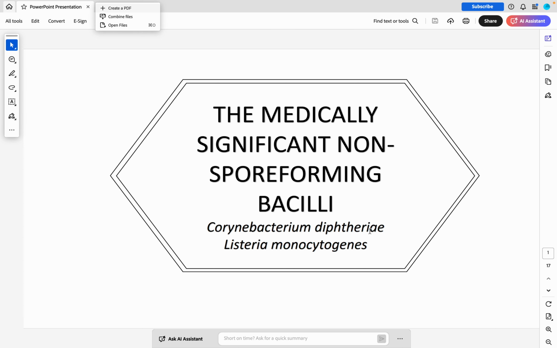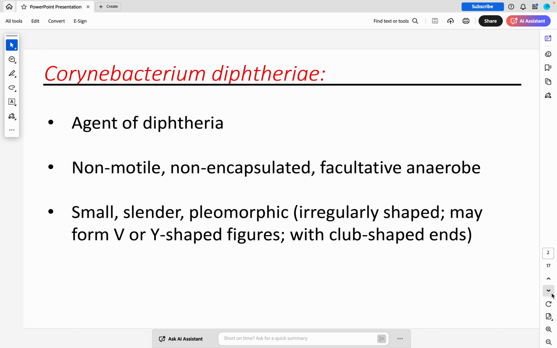This recorded session is dedicated to the last group of medically significant bacteria that we will cover for Module 4. So we'll talk about two species of non-spore forming bacillus. We will cover Corynebacterium diphtheriae and Listeria monocytogenes. So let's start with Corynebacterium. C. diphtheriae is the agent of the disease diphtheria.